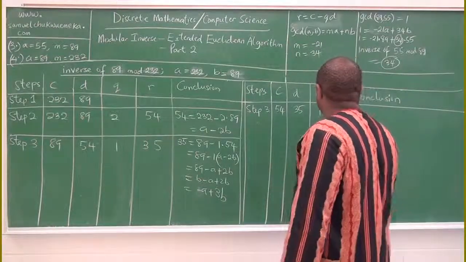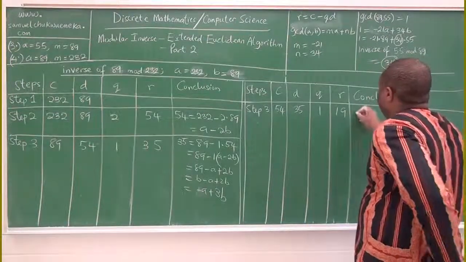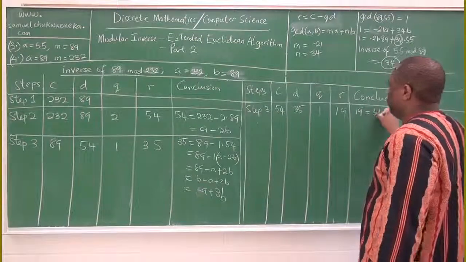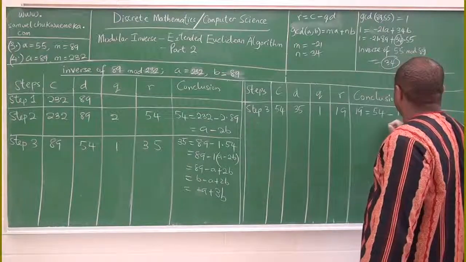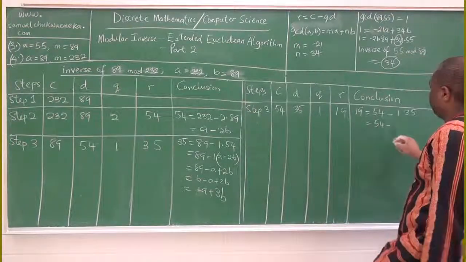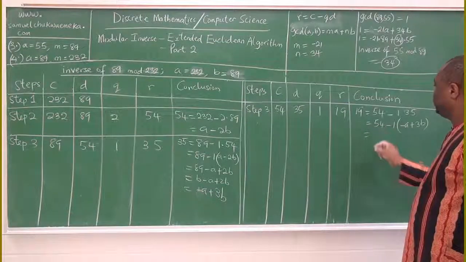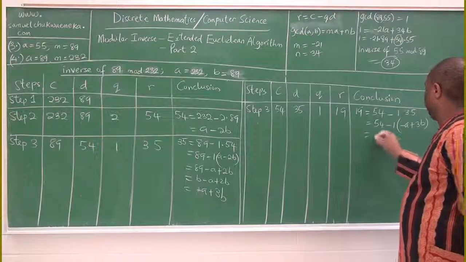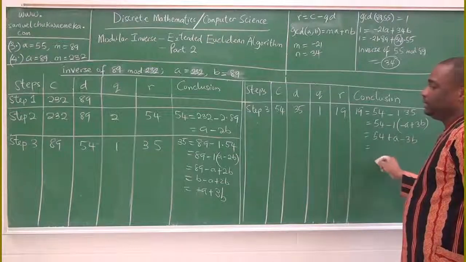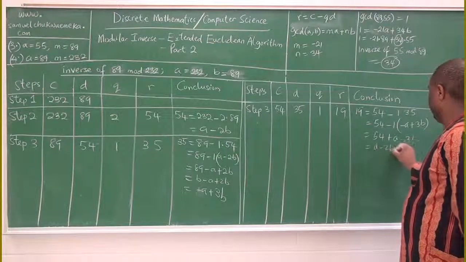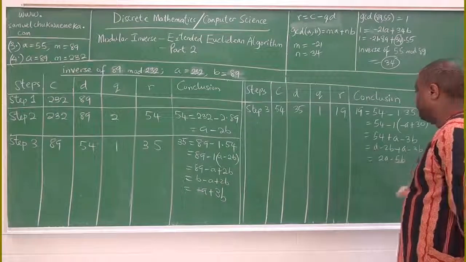And 4 minus 3 is 1, right? And this will be that 19 is equal to 54 minus 1 times 35, which is 54 minus 1, negative A plus 3B, which is 54 plus A minus 3B, which is A minus 2B plus A minus 3B, which is 2A minus 5B.